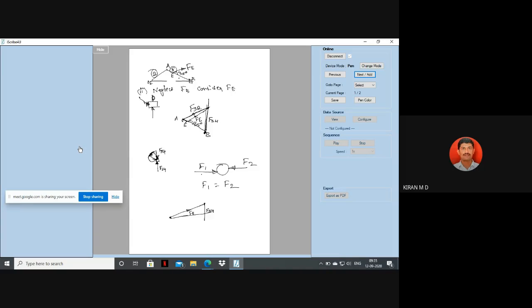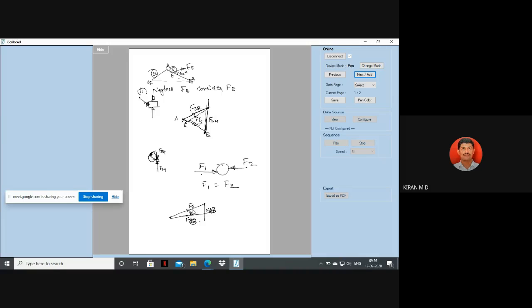Sir, after FE, why did you get F32 in the triangle? See, one second. I am drawing the third link. Actually, for the third link it is F23, not F32. F23. And this is F43. The link 3 is undergoing these two forces.